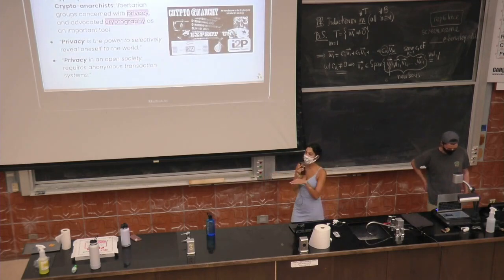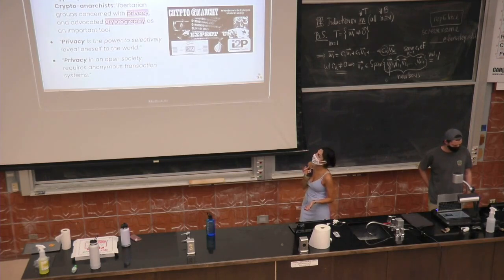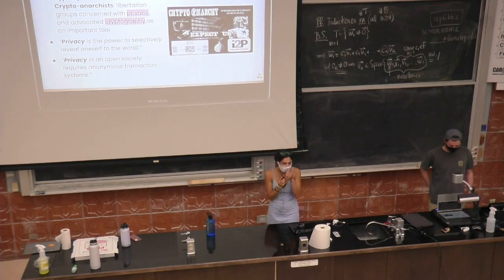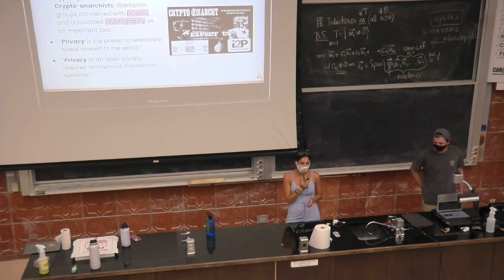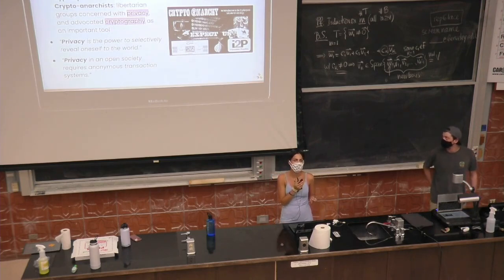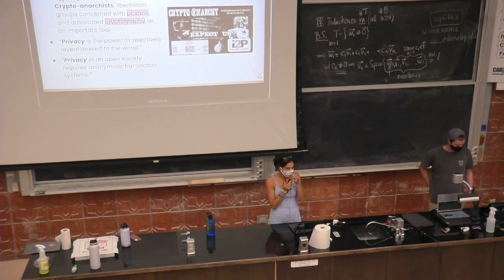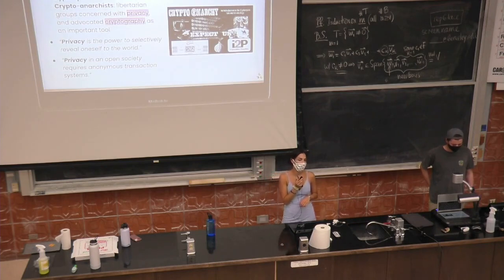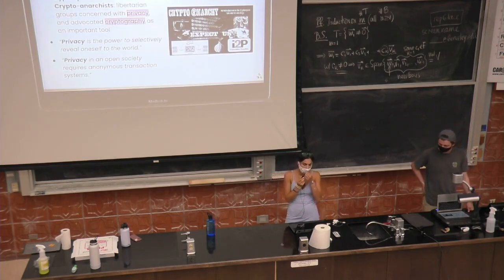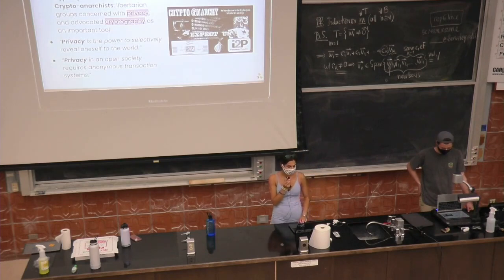But like we mentioned in the last lecture, a lot of the ideologies that drove Bitcoin's creation come from the cypherpunk movement and crypto anarchists. So getting into a little more detail about what they are, cypherpunks are libertarian groups concerned with privacy and advocated cryptography as an important tool. They believe that privacy is a power to selectively reveal oneself to the world, that privacy in an open society requires anonymous transaction systems. So they believed in the right to privacy and the right to self-governance, and that privacy wasn't a privilege, it should be a right.